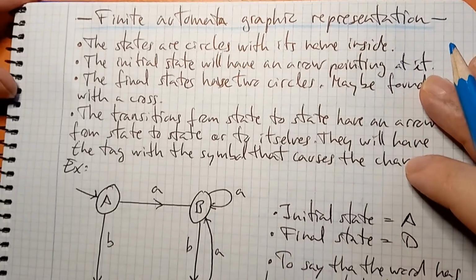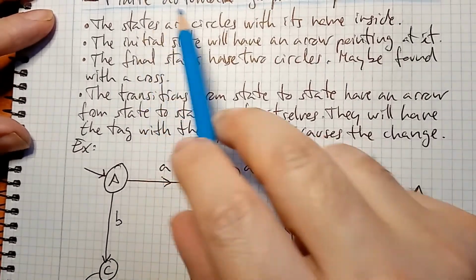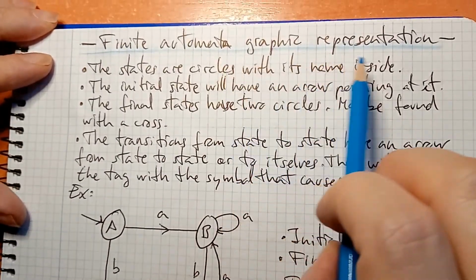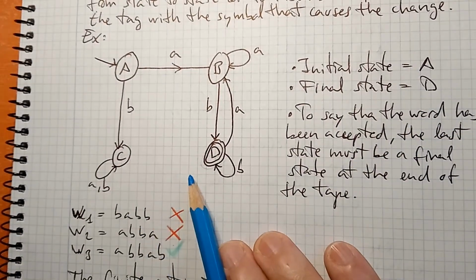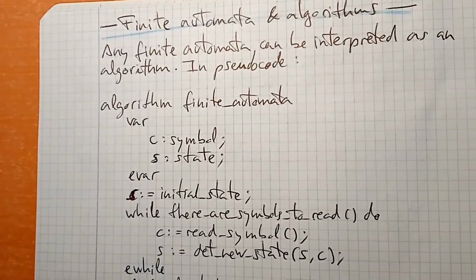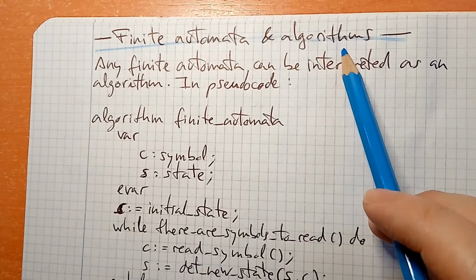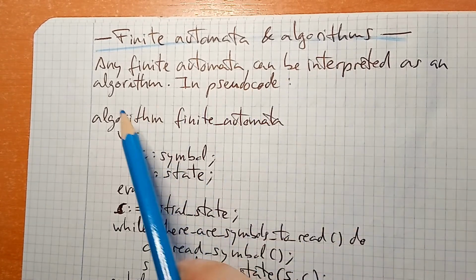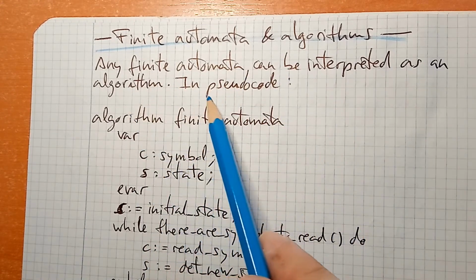Hi everybody, we have just seen the finite automata as a graphic representation. Remember that, because now we're going to see that the finite automata can also be represented as an algorithm. Any finite automata can be interpreted as an algorithm in pseudocode.